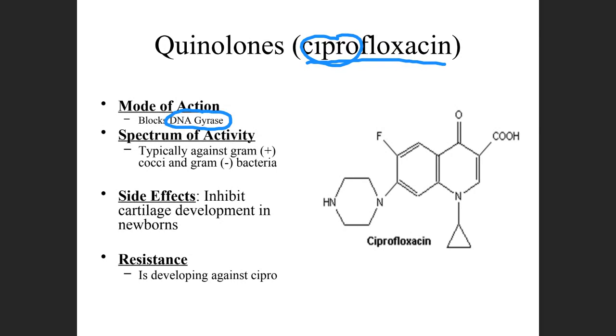Now, I know it's been a while, but does anybody remember what DNA gyrase does? What is the normal function of DNA gyrase?